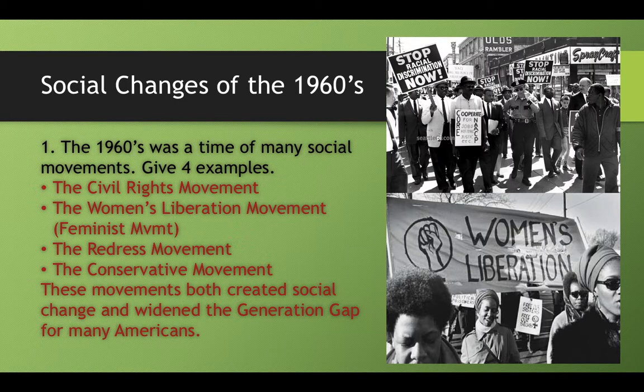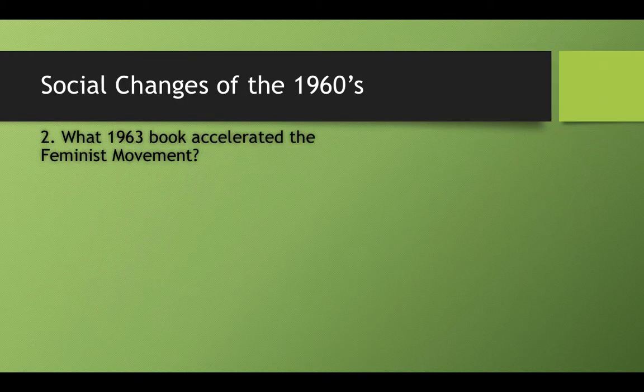All right. So these movements and others both created social change and really widened the generation gap for a lot of Americans. Like I said, the 1960s was a time of quite a bit of division in America, mostly because of things like the war in Vietnam and what different generations believed about the war, whether they were hawks or doves, and also because of movements like this and different views that older and younger people had about the merit of these movements or lack thereof.